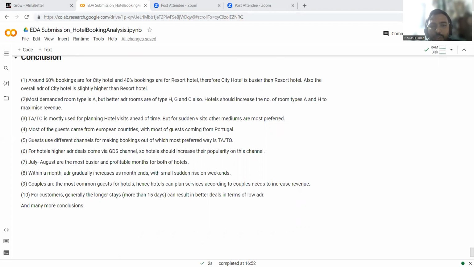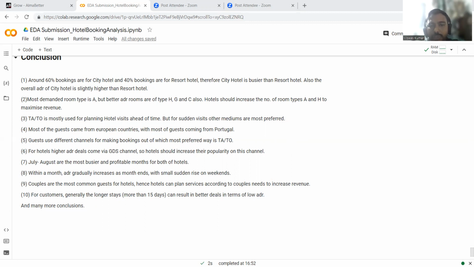TATO is mostly used for planning hotel visits ahead of time, but for sudden visits, other mediums are most preferred. Most of the guests came from European countries, with most guests coming from Portugal. Guests use different channels for making bookings, out of which the most preferred way is TATO. For hotels, higher ADR deals come via the GDS channel, so hotels should increase their popularity on those channels.